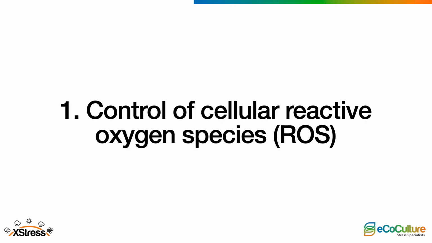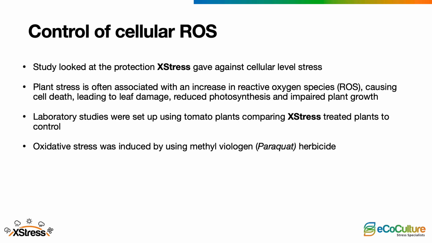Control of cellular reactive oxygen species, ROS. Study looked at the protection XStress gave against cellular level stress. Plant stress is often associated with an increase in reactive oxygen species, ROS, causing cell death, leading to leaf damage, reduced photosynthesis, and impaired plant growth.